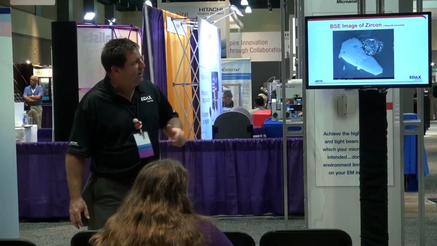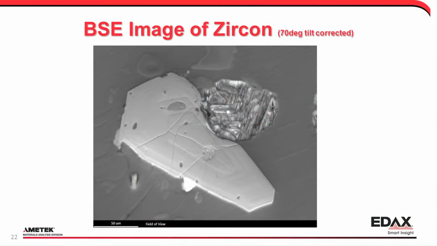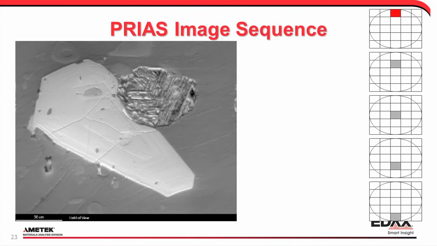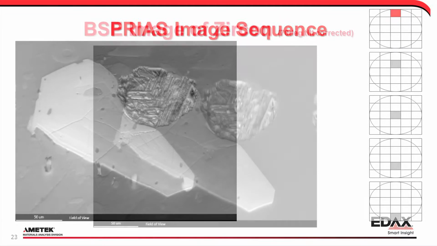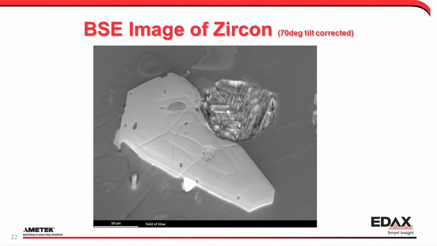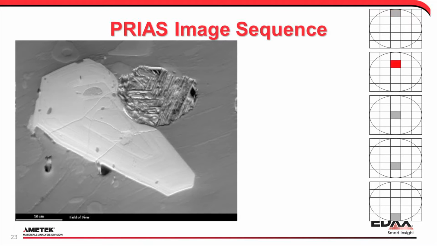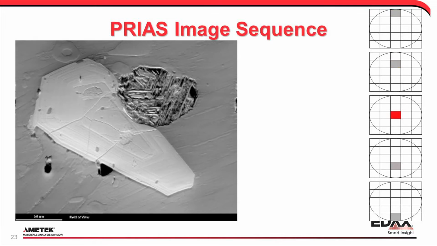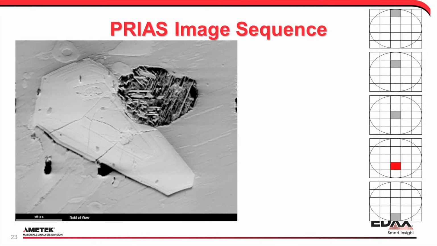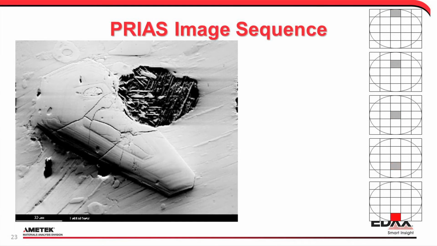So this is, again, a backscattered image of a zircon. This is the same zircon imaged with PRIAS, and you can see if I toggle back and forth the similarity between the two here, and then as it steps down, how we see the contrast change through that range. And we have all those collected simultaneously, so what I've done here is interactively say which one shows what I want to show the best.